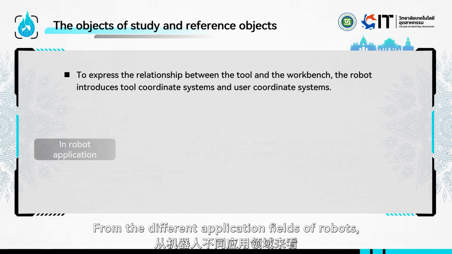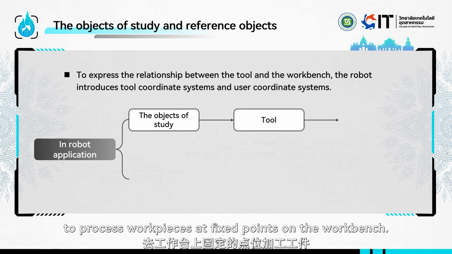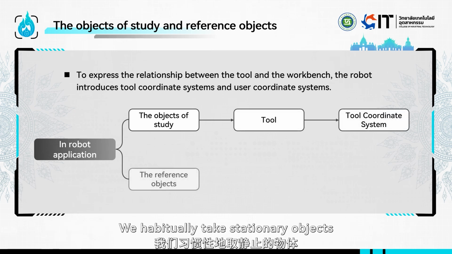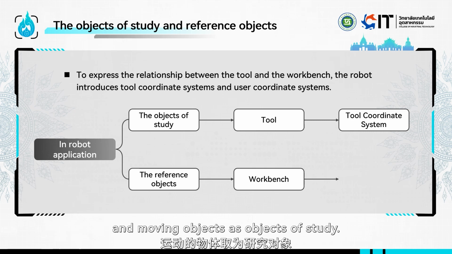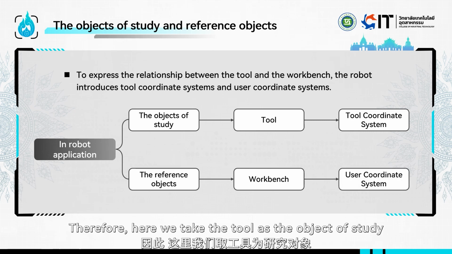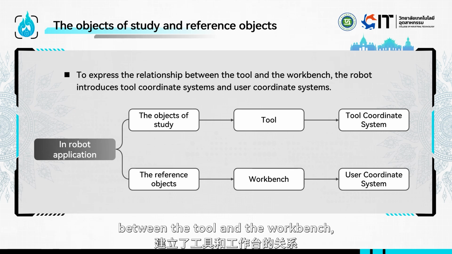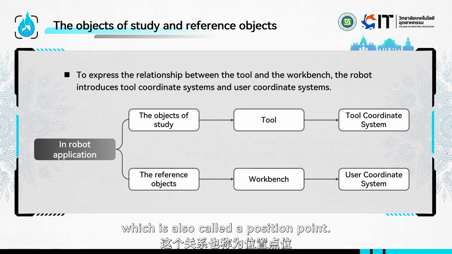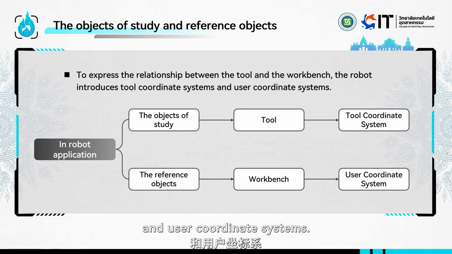From the different application fields of robots, most robots hold tools, welding guns, grippers, etc., to process workpieces at fixed points on the workbench. We habitually take stationary objects as reference objects and moving objects as objects of study. Therefore, here we take the tool as the object of study and the workbench as the reference object. The robot essentially establishes a relationship between the tool and the workbench, which is also called a position point. To express the relationship between the tool and the workbench, the robot introduces tool coordinate systems and user coordinate systems.